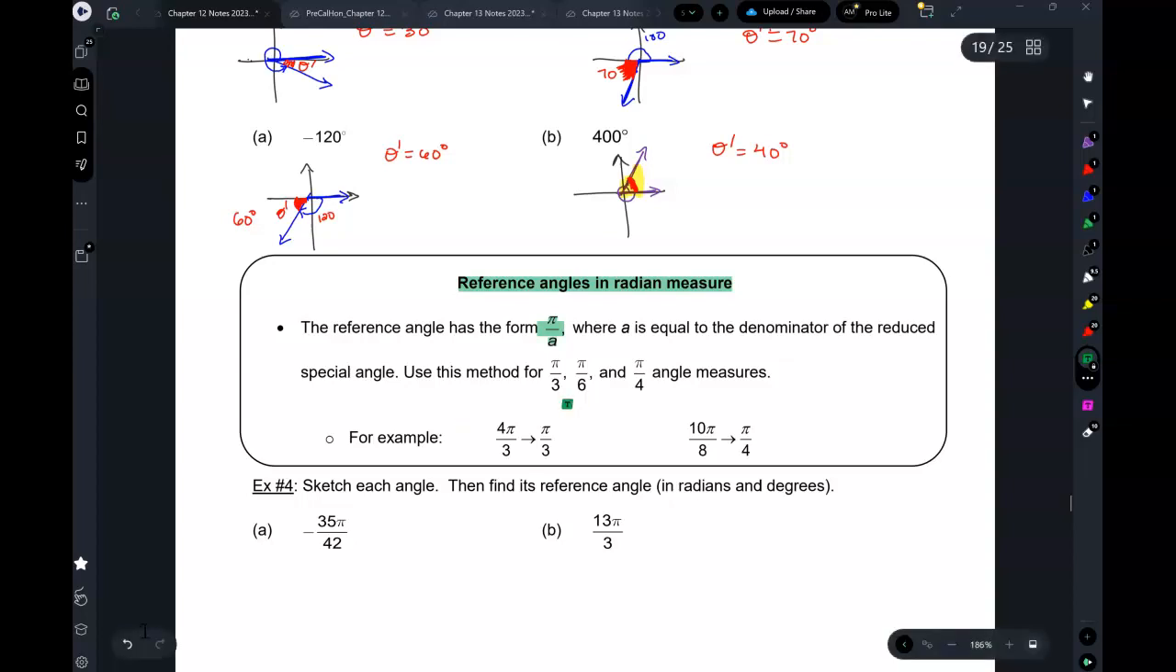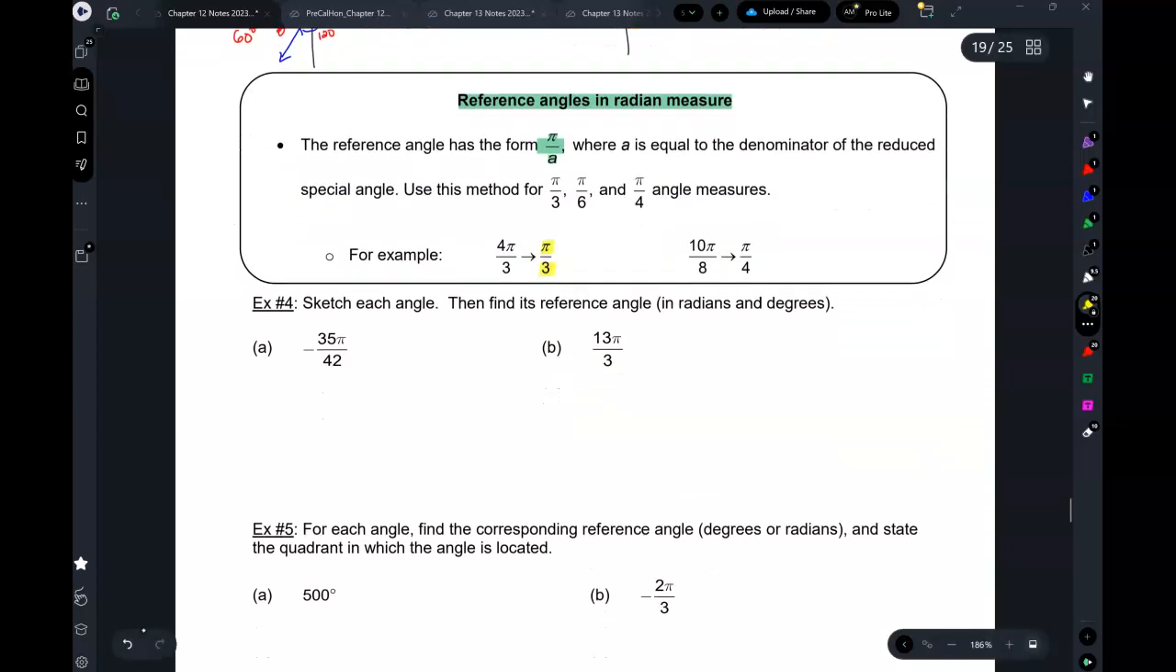So, if you have an angle, let's say 4 pi over 3, this is reduced, right? The reference angle is just pi over 3. That's it. Just as simple. Now tell me that's not easier than that degree business we had to deal with. So this is the angle, 4 pi over 3. The reference angle is just pi over the denominator.